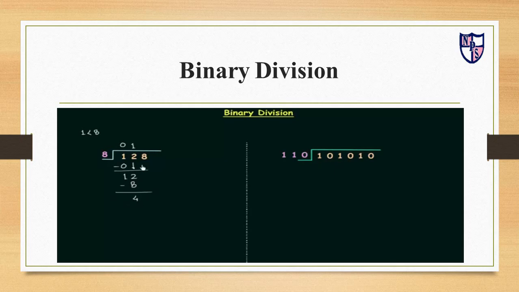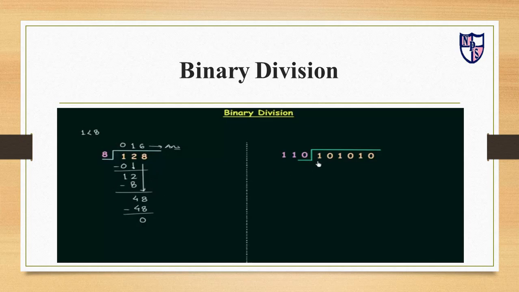Remainder is 4. Now this 8 will come down, so we have 48, and 8 times 6 will give us 48, exact division, and remainder is 0. So this is our answer, the quotient of this division, and we have to find quotient in every division. Now we will move to binary division and follow the same steps.